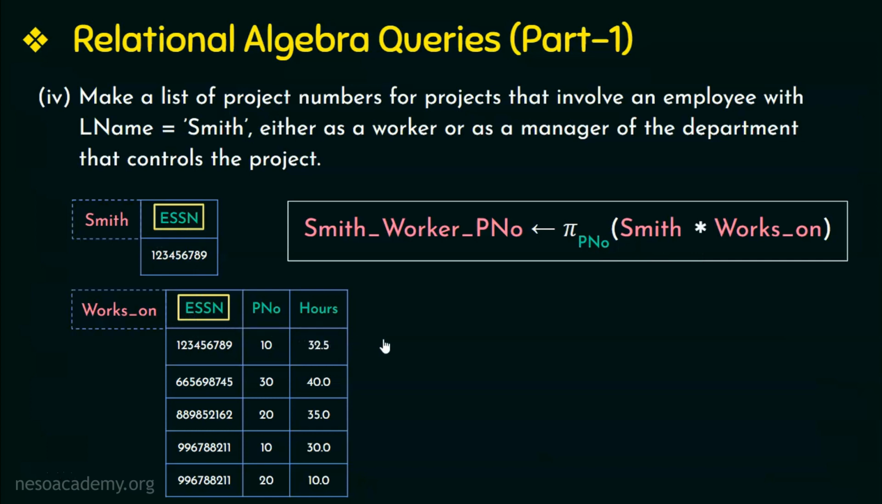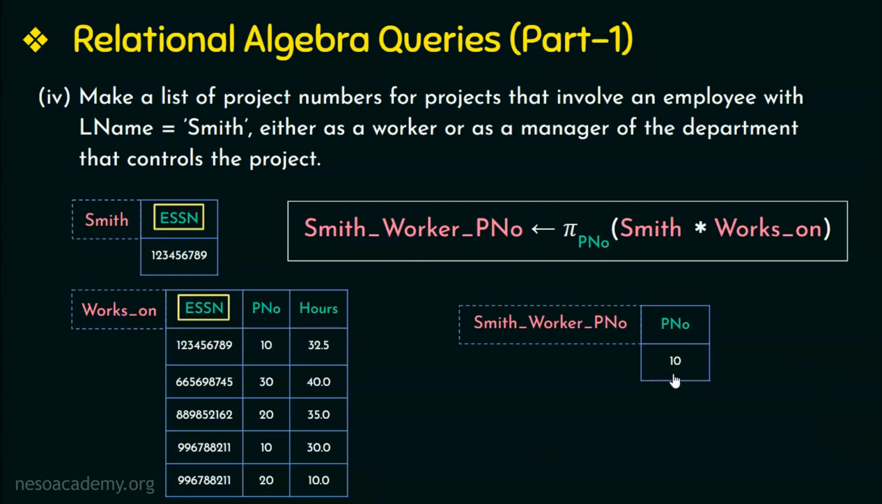So here it checks if the join attributes match, and wherever it matches, that combined tuple will be displayed as a result of this natural join. We see that there is only one tuple where ESSN matches, and hence that combined tuple will be the result of this natural join. Now from this combined tuple, we only need the project number as asked in the question. So the project number is projected and stored in this relation.